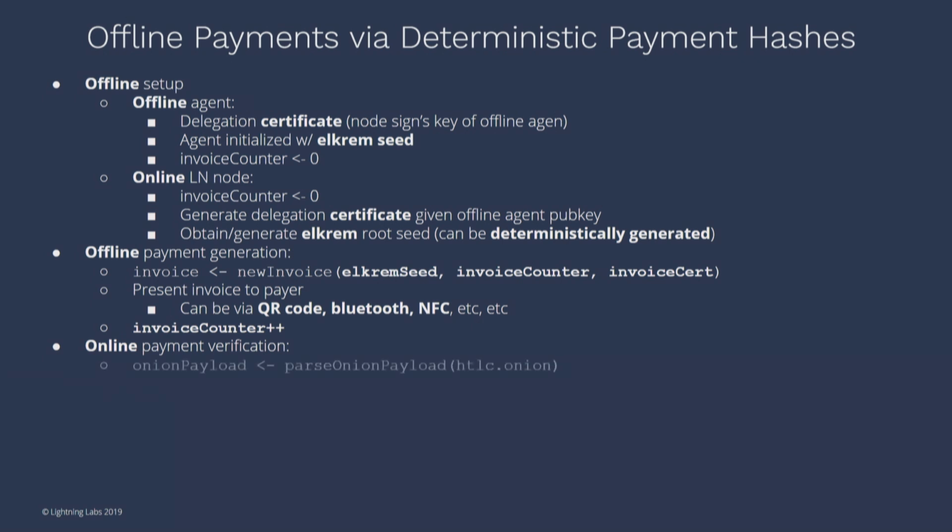Now we have the online payment verification. One other thing which I glossed over slightly is, remember earlier we talked about how you can have arbitrary key-value pairs in the onion payload itself. So what's going to happen is the payer is going to, from the invoice, apply the invoice counter into the actual payment they're sending to the other side, right?